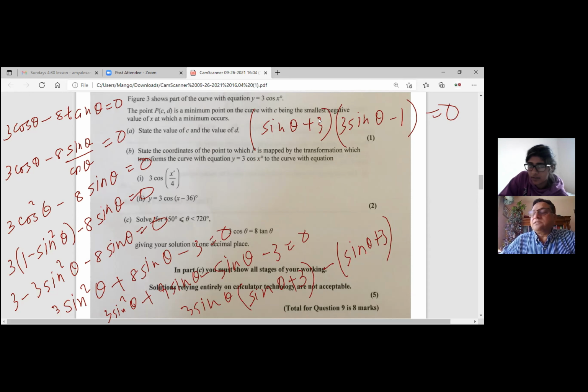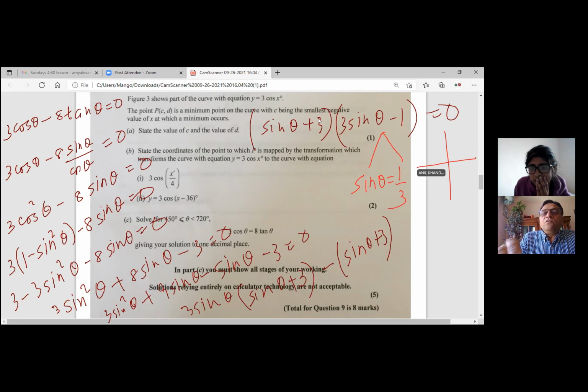Now sine theta plus 3 will not give me any solution, because you get a negative value. Sine theta is restricted between plus and minus 1. However, this will give me a solution, correct? This is going to give me a solution which is sine theta equals 1/3.